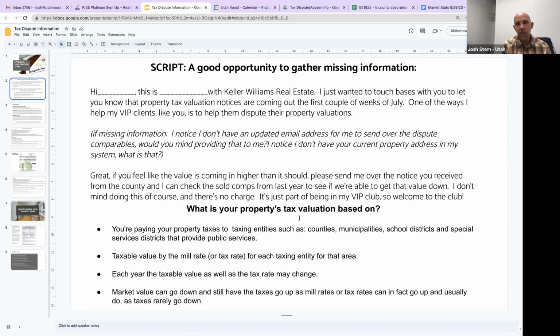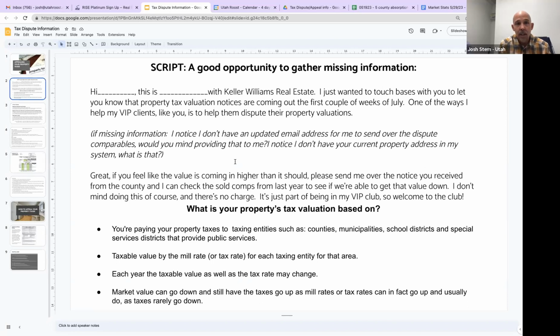So this is an easy script. Hey, this is Josh with Keller Williams Real Estate. I just wanted to touch base with you to let you know that your property tax valuation notices are going to be coming out the first couple of weeks of July. And one of the ways that I help my VIP clients like you is to help them dispute their property valuations. So right here, you can see I just added some lines, like if you're missing some information, you can just say, I notice I don't have an email address for me to send over the dispute comparables. Would you mind providing that to me? Or I notice I don't have your current property address in my system. What is that?